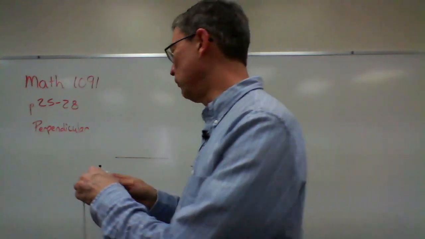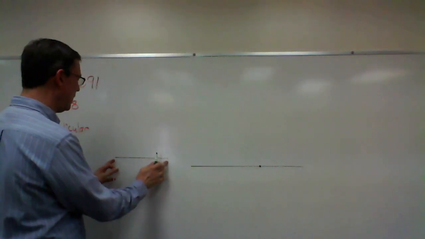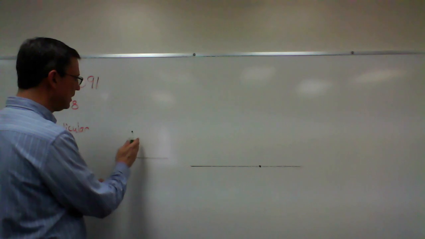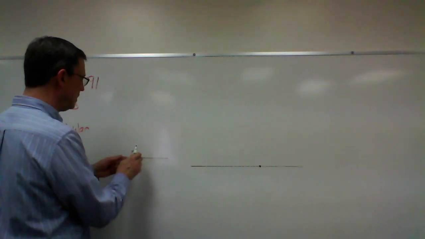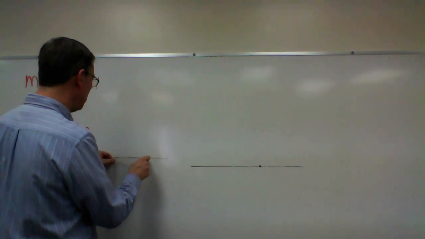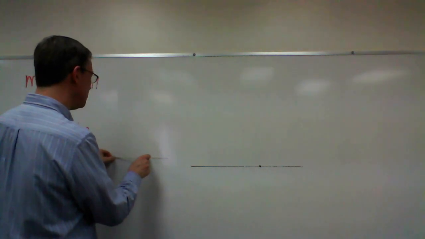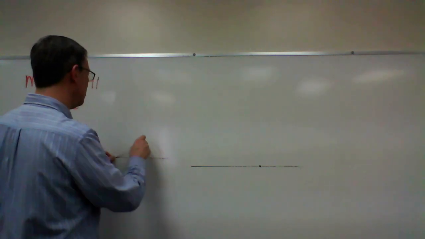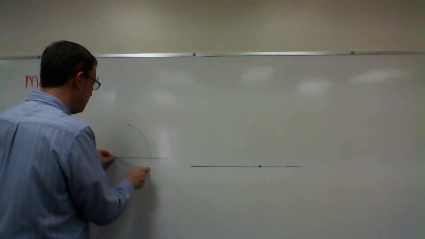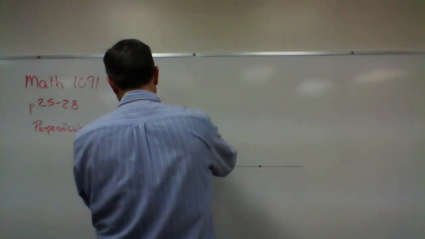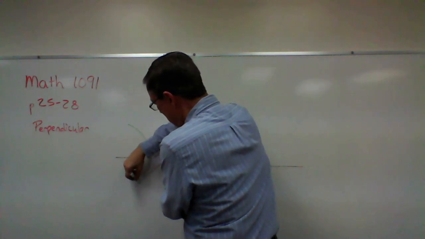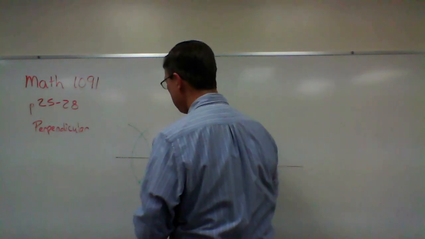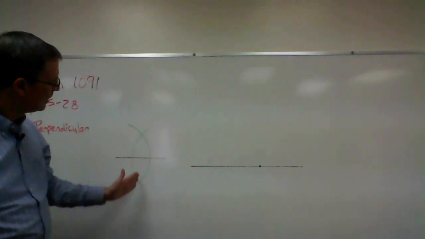bisector. So I want to take this line segment and cut it exactly in half and find the midpoint of this line segment. So I'm going to take my compass and spread it a little bit past the middle and sweep an arc. Come over here, keeping the same tip and the same distance, and sweep an arc here that intersects top and bottom. Okay?